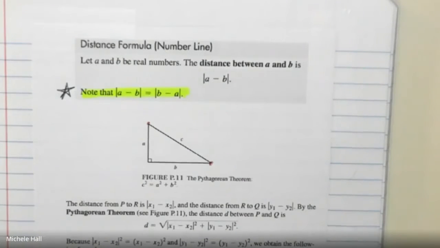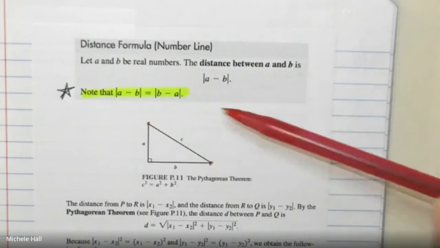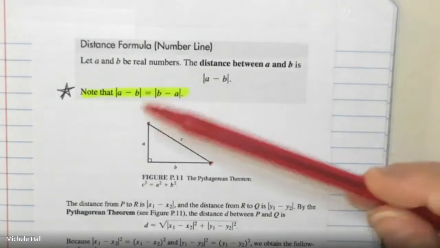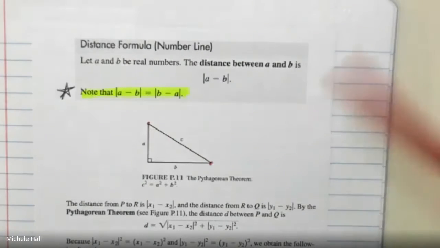The distance formula. The distance between A and B is the absolute value of A minus B. We will note that the absolute value of A minus B equals the absolute value of B minus A.